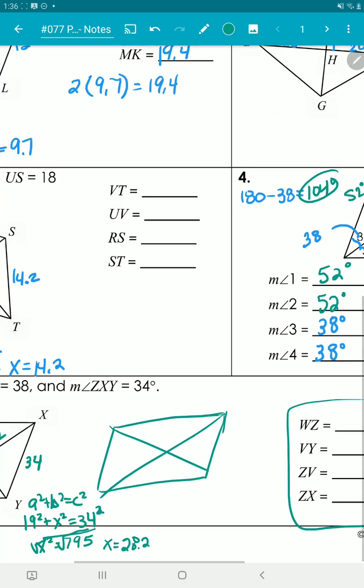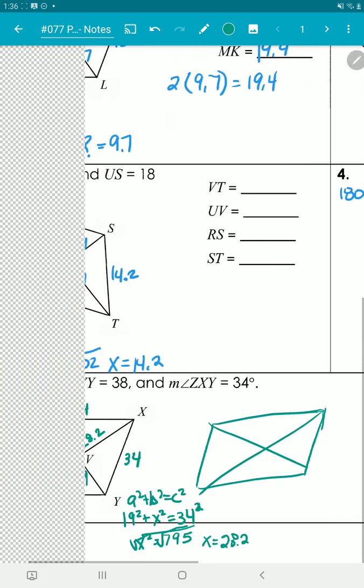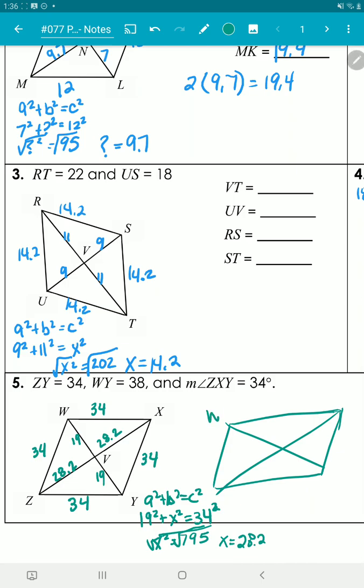And then let's look at the angles. So it tells us, let's go ahead and make sure we label the vertices so we can see where everything is. W, X, Y, Z, and then these in the center. Okay, so it tells us that measure of angle Z, X, Y, so this one right here is 34. Okay, so this one's going to be 34. This one's 34. And this one's 34.